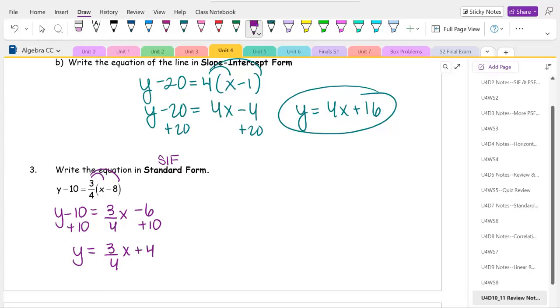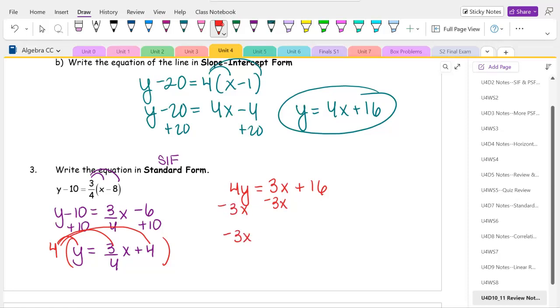From here, we have 2 more things to do. We need to go ahead and get rid of our fraction. To do that, we multiply by our denominator. Make sure you distribute everything. 4 times y is 4y. 4 times 3/4 x is 3x. 4 times 4 is 16, and then we're going to go ahead and subtract our 3x over, because in standard form, the x and y have to be together.